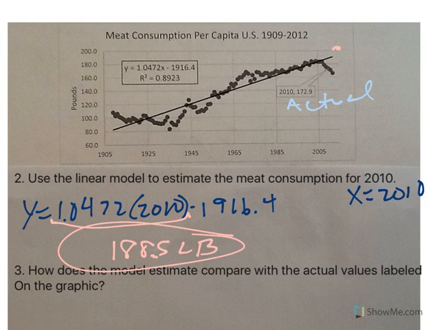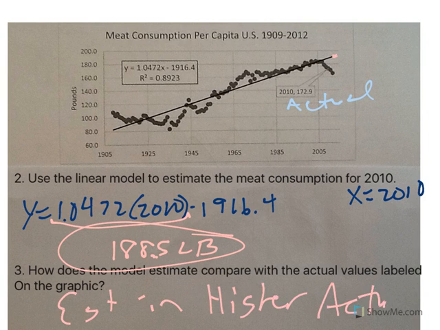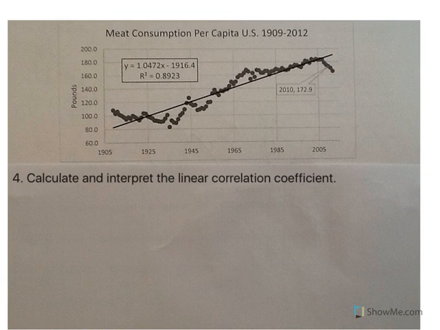188.5 pounds is the estimate, which would be up here. Well, maybe not that far up there. It's hard to do this on here. 188 would be right there. How does this model estimate the actual? The estimate is higher than the actual, because the actual is this dot down here. The actual is 172.9. It's like 13 pounds higher. That's a lot of meat.